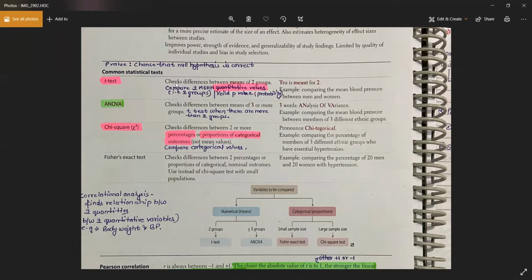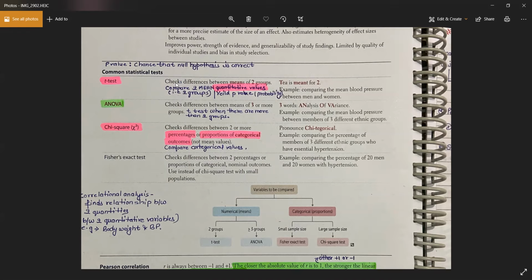Okay. Then comes the chi-square. As we have discussed, for the chi-square, you need to have a qualitative independent value, and again the same qualitative as the dependent value. Whenever you want to check the percentages or proportions, then you will always use a chi-square.